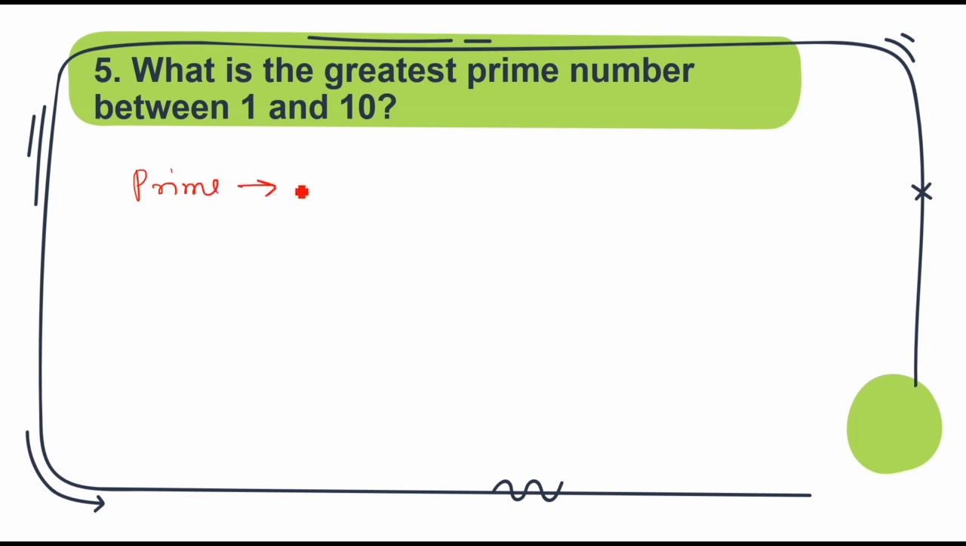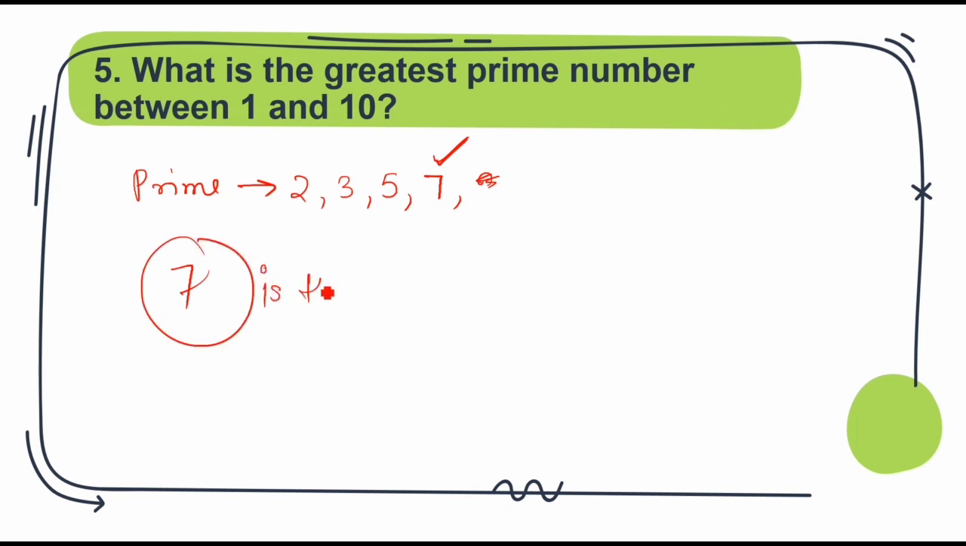So 1 is nothing, then 2 is a prime number, 3 is a prime number, 5 is a prime number, then 6 is not, 7 is a prime number, 8 is not, 9 is also not, I'm sorry, then 10. So what is the greatest prime number you can see? 7. So the answer will be 7.